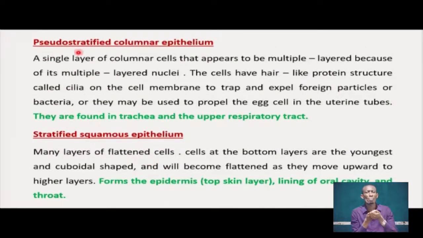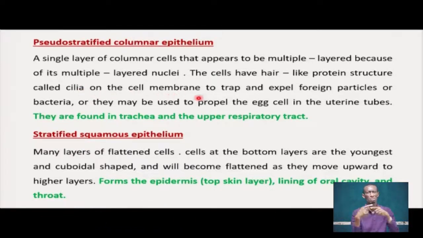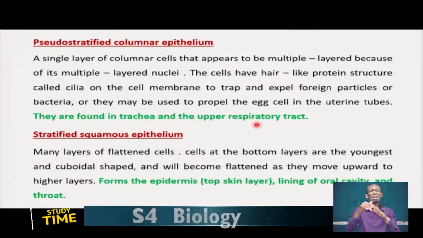Then we have pseudostratified columnar epithelium. Pseudo means false stratification, where these are not many layers, but just one layer. These ones are very important. They have hair-like protein substances which are called cilia, and the function of cilia is to trap and expel foreign particles or bacteria. They may be used to propel the egg in the uterine tubes, and these pseudostratified columnar epithelia are found in the trachea, upper respiratory tract, or in the uterine tubes.